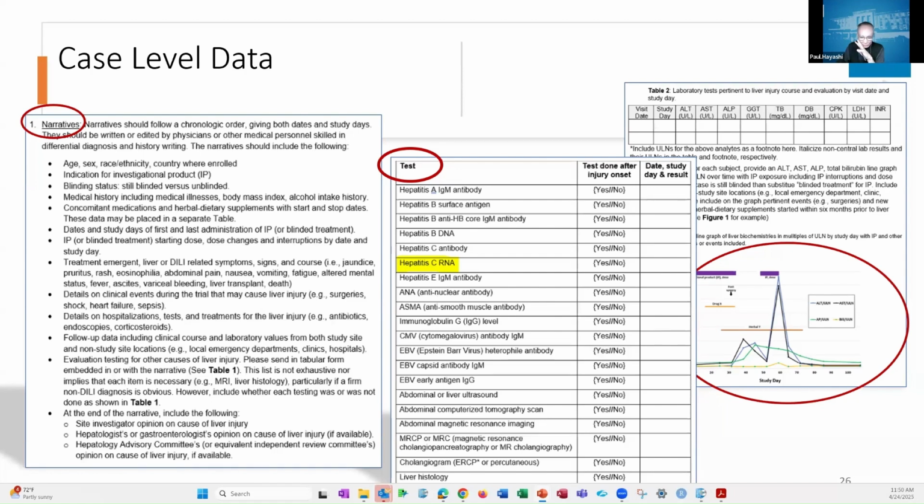I grant you that sometimes you can't control it. Maybe the investigator or the local site didn't collect all this data, but we want to know, yes or no, did you get it? Did you not? So we can go on from there.